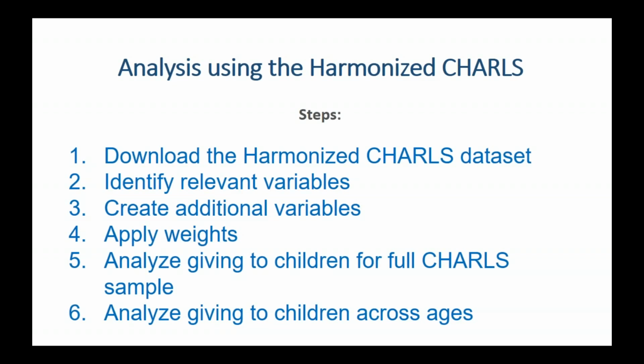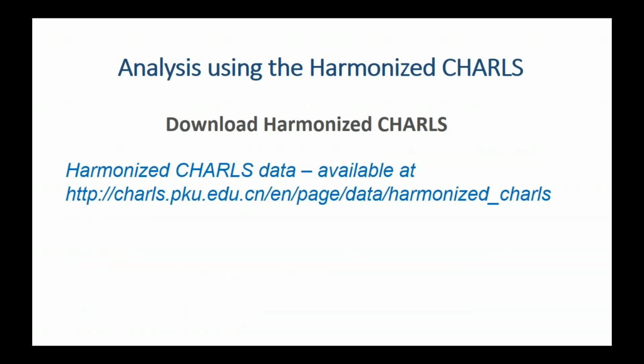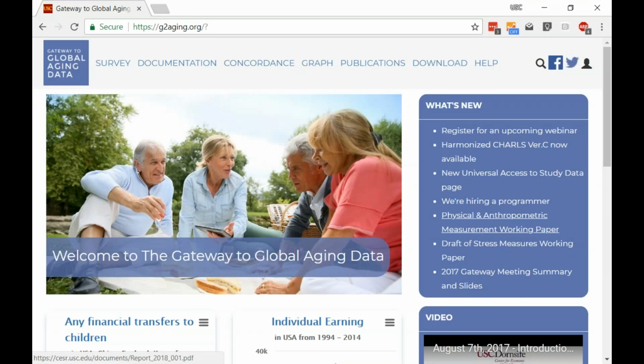So to start with, you would download the Harmonized CHARLS, and you can do that at this link. I'll also take us over to the Gateway to Global Aging Data website, and I'll show you how you can also find that here. This is the Gateway to Global Aging Data website. It's at g2aging.org. First we'll click on this survey tab here.